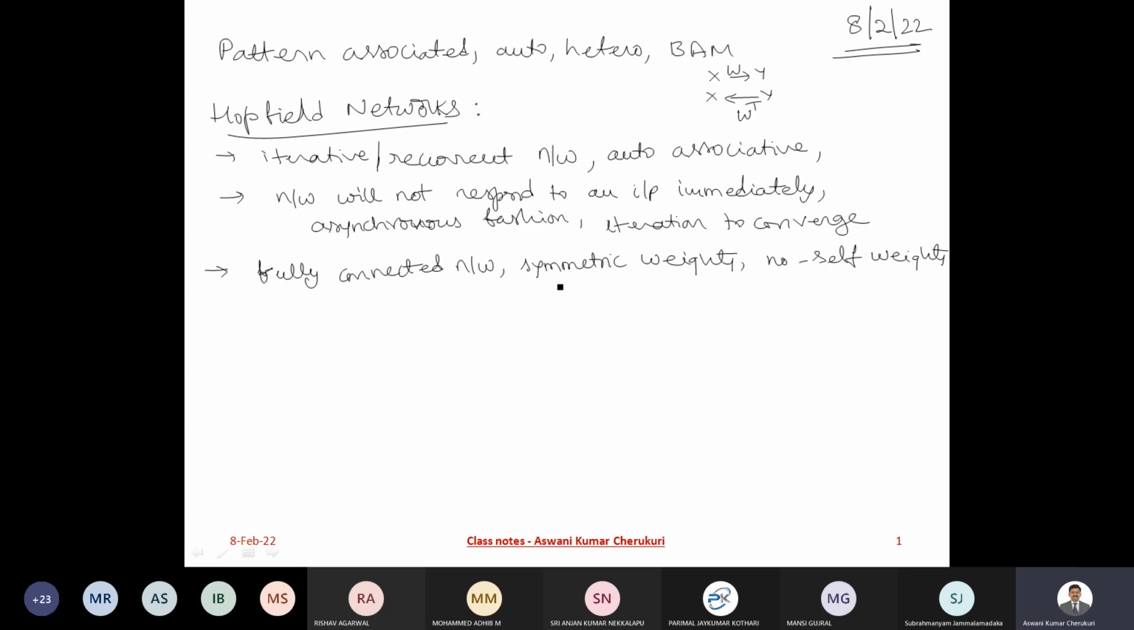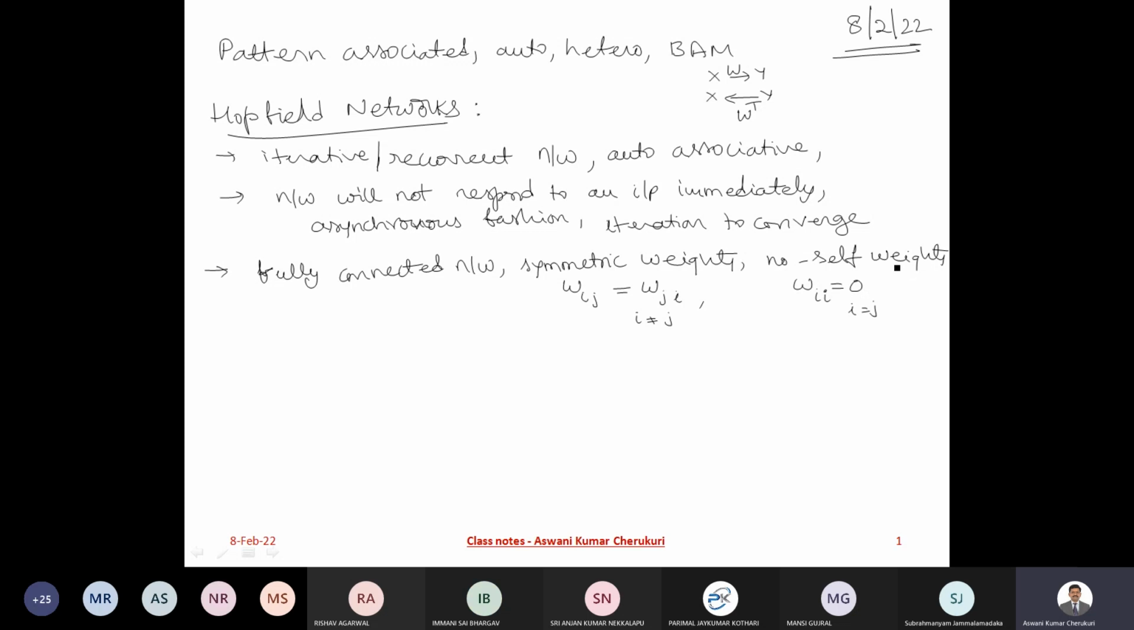Since it is a symmetric matrix, what does it mean? It means the connection weight Wij, from the ith node to the jth node, is equal to the connection weight from the jth node to the ith node. And remember, when we say no self weights, that means Wii is equal to 0. So this is for i not equal to j. When i is equal to j, that means Wii, the connection weight, is 0.